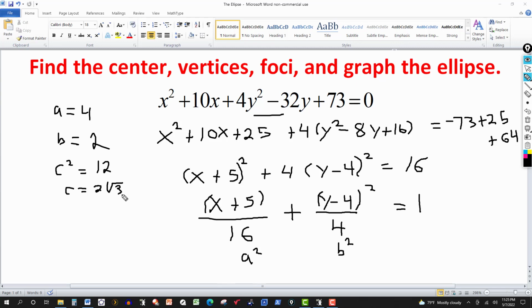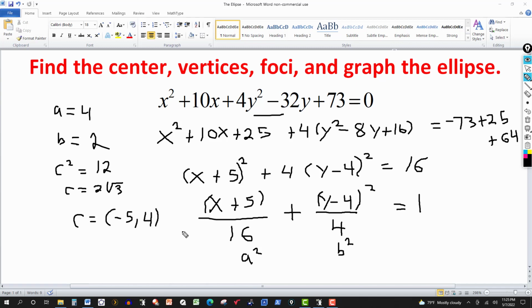Now you're going to use these to get the vertices, the center, foci. So from this information here, this is h and k here, so it's x minus a negative 5, y minus k here, so that's in the form we want. This one I have to put in x minus a negative 5. So the center of the ellipse would be at negative 5 and 4.